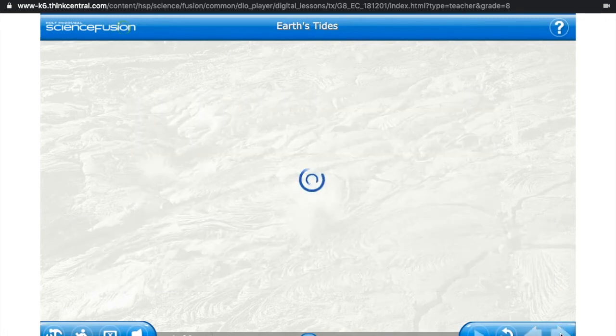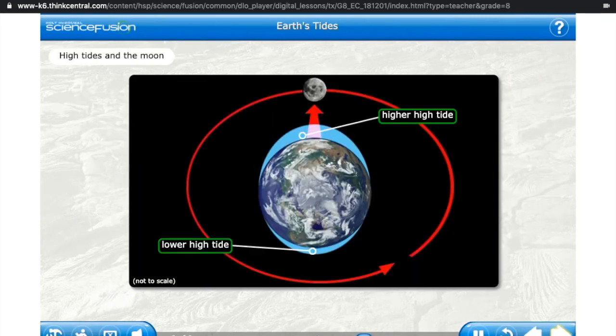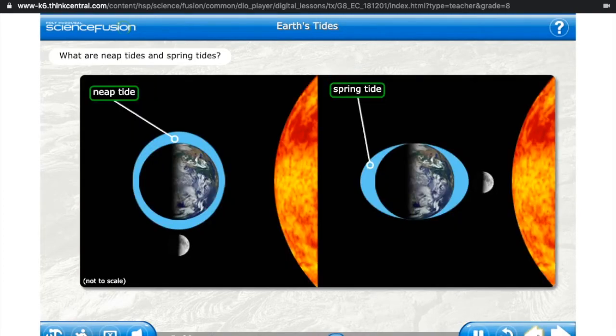Real quickly, I want you to look at this slide, and this kind of explains it a little bit more. You can see when we're facing the moon, we're going to have a higher high tide, and when we're facing opposite of that, we're going to have a lower high tide. So we're still going to be having a high tide, but it's not going to be quite as high as when we're facing the moon.